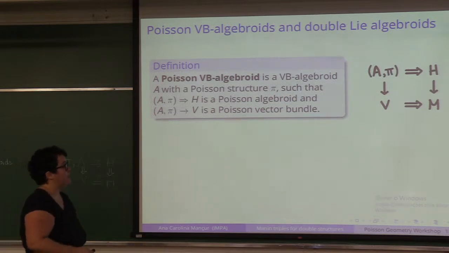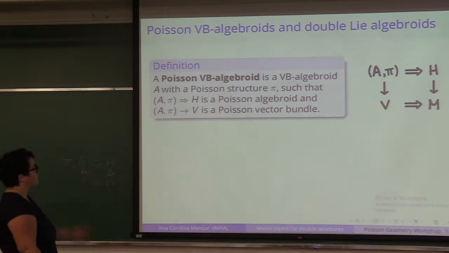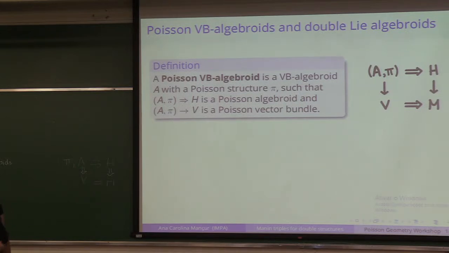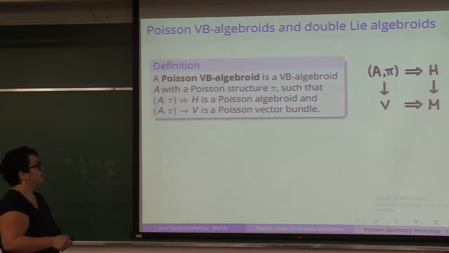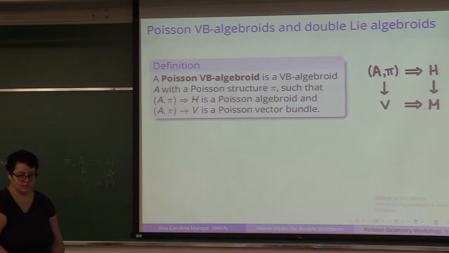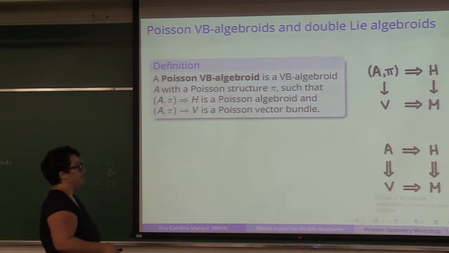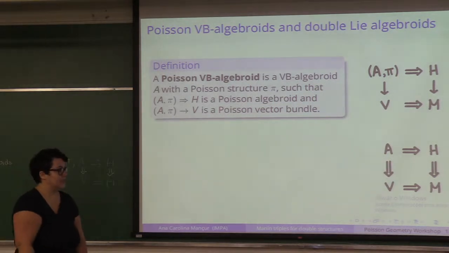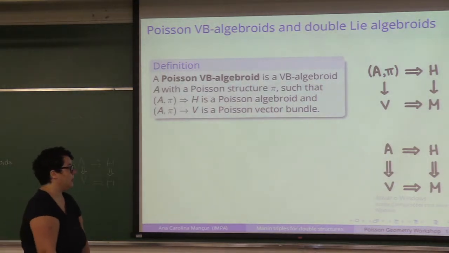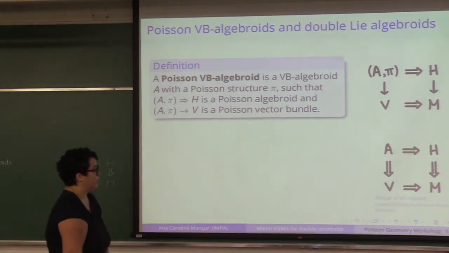We do the same thing here, and if you put a Poisson structure here, we have the definition of a Poisson VB algebroid. It's a VB algebroid, and the compatibility of the Poisson structure is that in this line, this is a Poisson algebroid, and on this line, pi is linear. And we consider an algebroid over another algebroid. But here, the compatibility is not obvious. But I already gave a spoiler about what we do here.